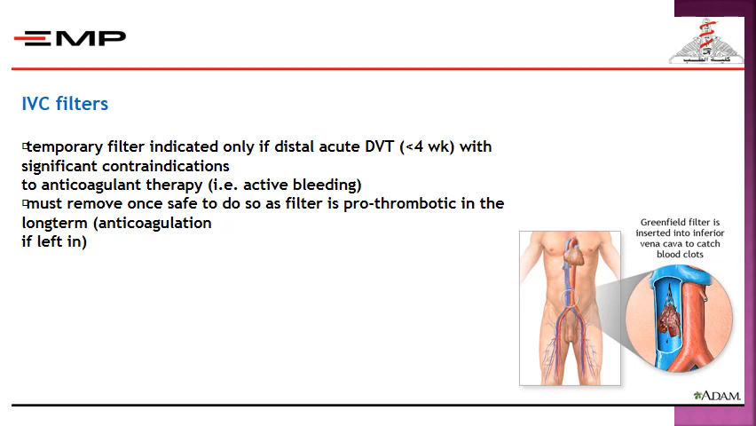A temporary filter is indicated only if there is distal acute DVT with significant contraindication to anticoagulant therapy, for example, during active bleeding. Must remove once safe to do so, as the filter is prothrombotic. It is a foreign body, so the filter itself may induce thrombosis. Once we stabilize the patient and start anticoagulation, we have to remove it.